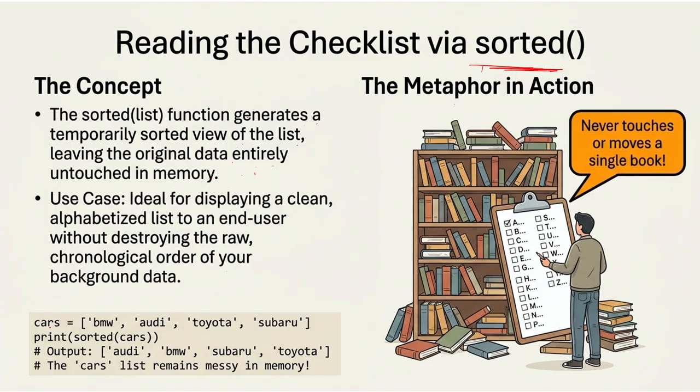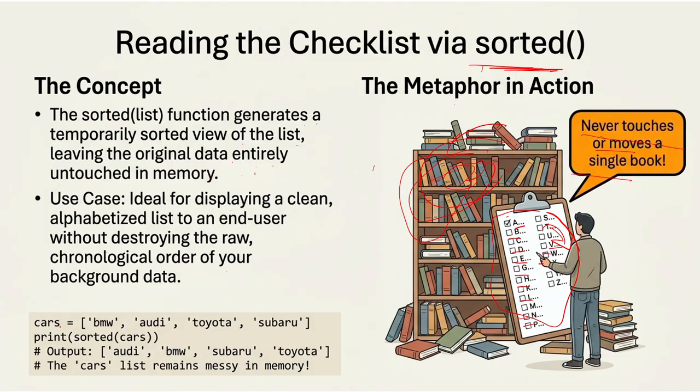If you see here, we have this bookshelf. Consider this as your original list, and this checklist is what your sorted function does. In the checklist, you have arranged everything in alphabetical order, but this order is only for you to see. No order of the items has changed in the original bookshelf. In the original bookshelf everything is in the original order. That's what they have mentioned: never touches or moves a single book. So let's see it through one example.